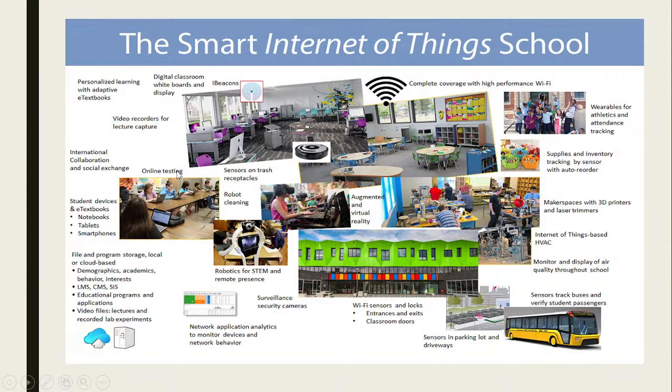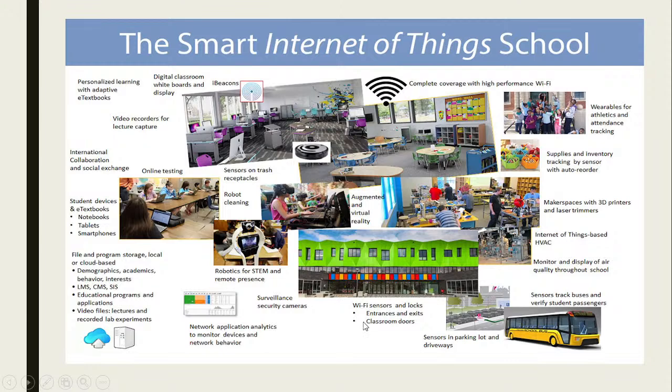Then online testing. If there is an exam, you can attend the exam online. Then student devices and e-textbooks, notebooks, tablets, and smartphones. Then sensors and trash receptacles, so a waste collection and management system. Then a robot cleaning system, robotic STEM and robot presence, then different file and program storage, local cloud, for different types of things like demographics, LMS, CMSs, video files, lectures and recorded lab experiments. Then network applications, analytics to monitor devices and network behavior. Then surveillance and security cameras. Surveillance and security could be made entirely automated.